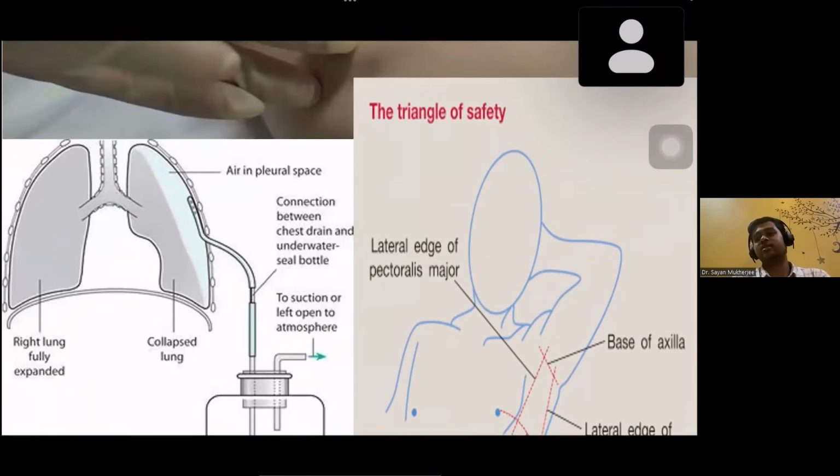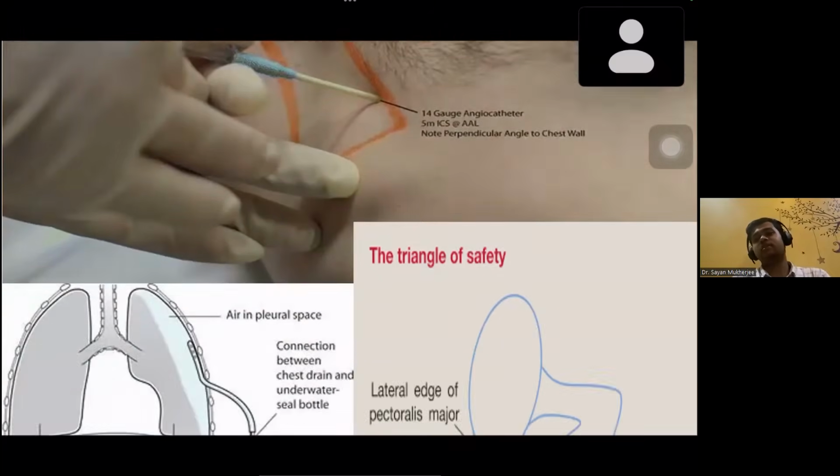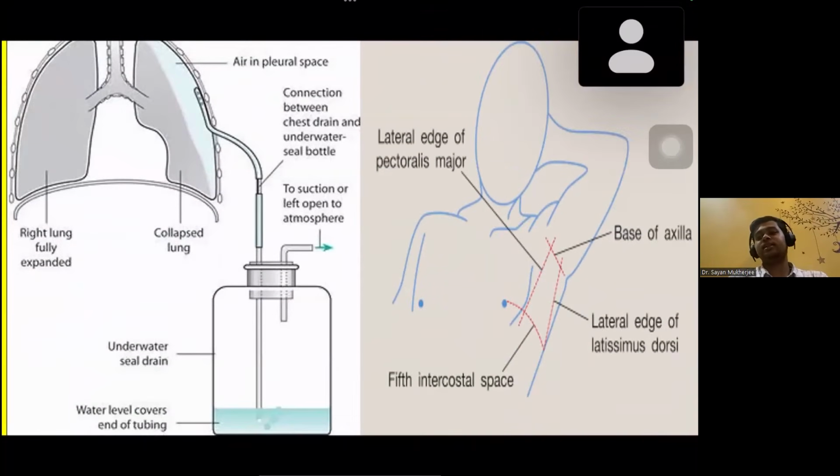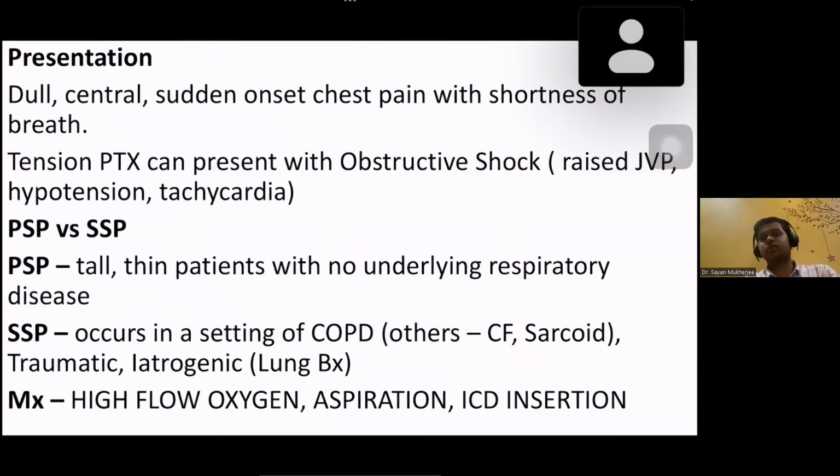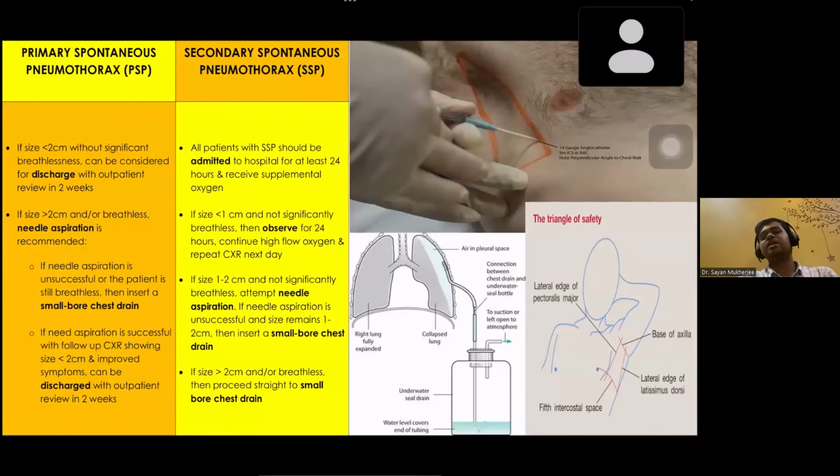Now, chest drain, where is it inserted? You remember this is inserted in the fifth ICS anterior axillary line, and chest drain is inserted in this roughly triangular area. It's bounded by the fifth ICS below, base of the axilla above, and medially it's bounded by the pectoralis major's edge, and laterally it's bounded by latissimus dorsi. This entire space you can insert a chest tube. Yeah, that's about it. So you just remember high flow oxygen, aspiration, and chest tube. What are the sites? What are the indications? And also be familiar with the chest X-ray finding, which we will teach you in the next module.